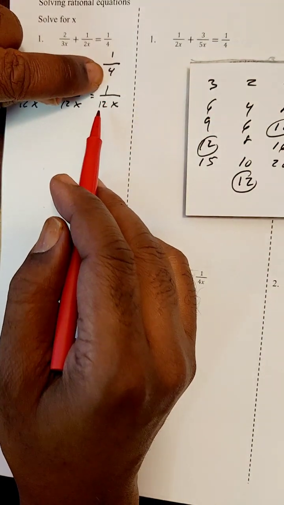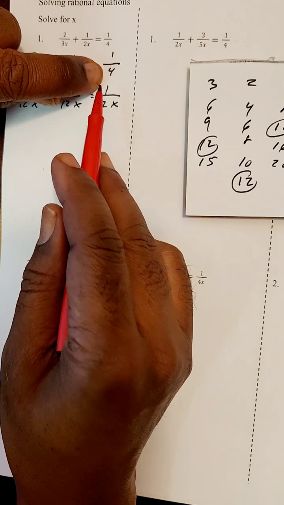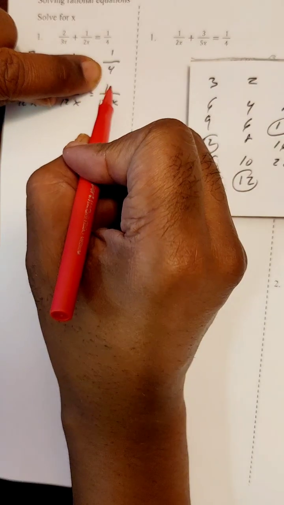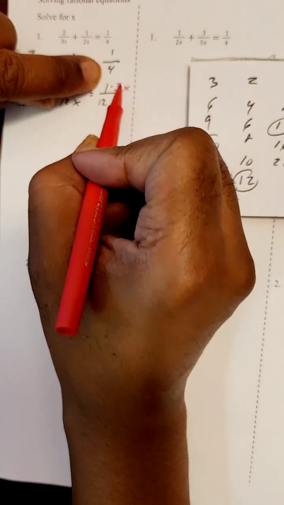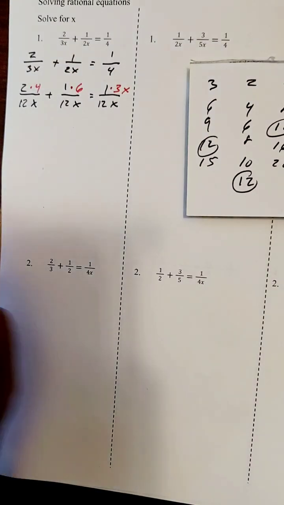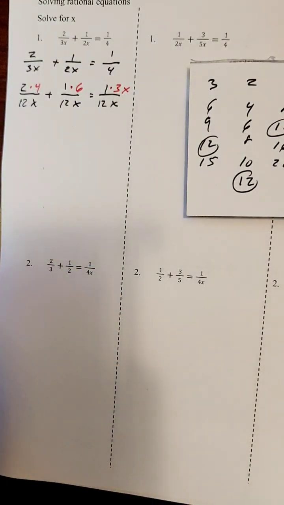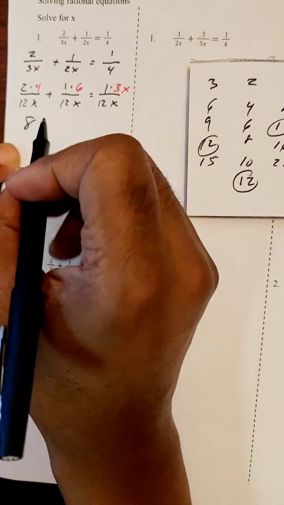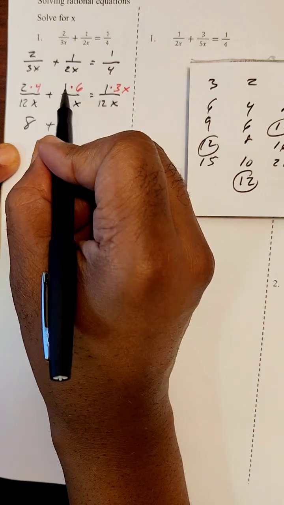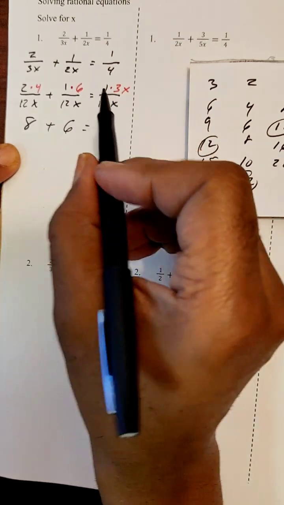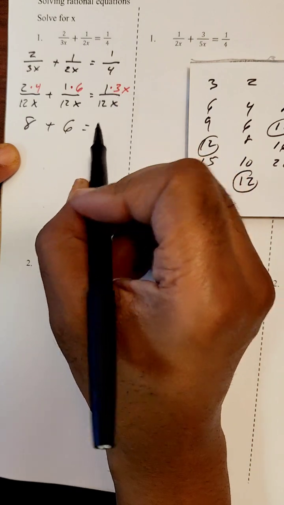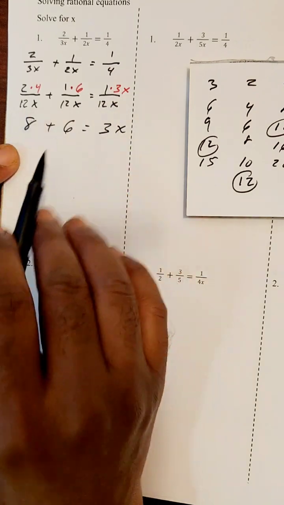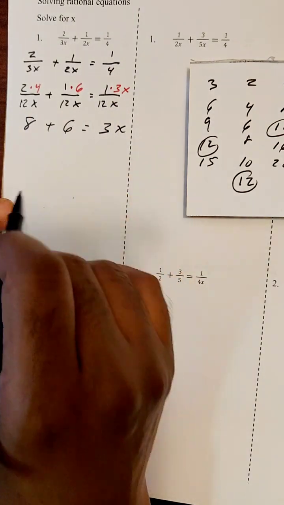Now to go from a 4 to a 12x, not only did they include a multiplying 3, they also had an x. So they included 3 and x. So we'll put it times 3 and x. Now, since all the denominators are the same, we can just worry about the numerator. This numerator is going to be 2 times 4, which is 8, plus this numerator is 1 times 6, which is 6, equals 1 times 3x, which is 3x. Again, we no longer need the denominators since they all match, so we're using only numerators. So 8 plus 6 equals 3x.